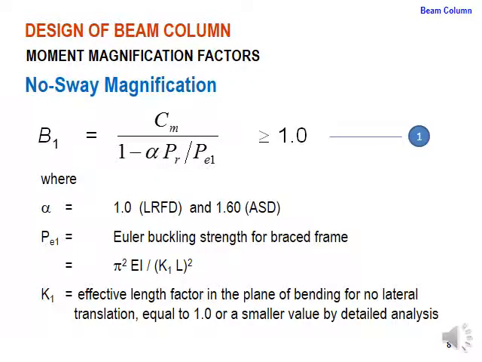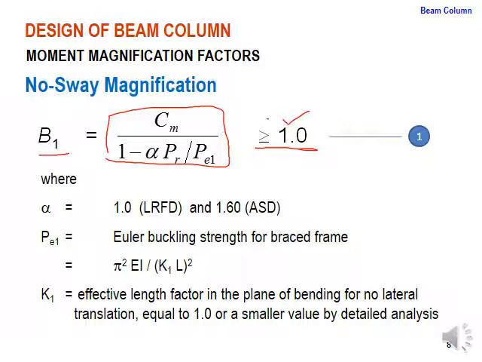Now the next step is how to calculate those magnifiers, multipliers, B1 and B2. So B1 is going to be calculated by using this equation, Cm over 1 minus alpha PR over PE1, and its value should be greater than or equal to 1 because it is a multiplier. Okay, so at least it should give a value of 1 or more than that. If its value comes out to be less than 1, you have to keep it at least equal to 1. Less than 1 doesn't matter, it is going to reduce the actual producing moment, so we are not requiring that. So if your B1 comes out to be less than 1, you have to take it as 1. More than 1 is okay, any value more than 1 you can use.